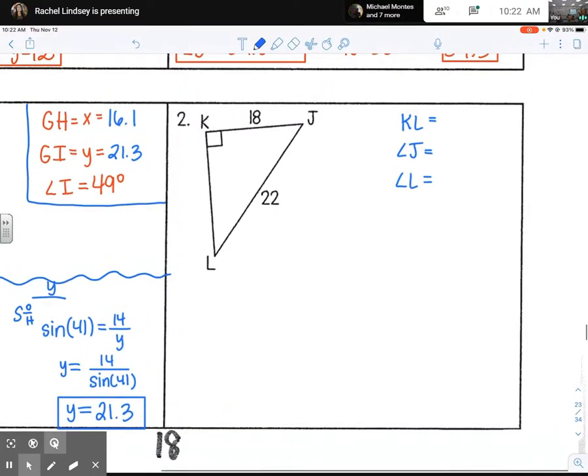So if I want to find KL, I'm going to have to use the Pythagorean theorem. Is KL the hypotenuse? No, it's just a side, so I'm going to call it A. And what would my hypotenuse be? 22. So side squared plus side squared equals hypotenuse squared. So A squared plus 18 squared equals my hypotenuse 22 squared.